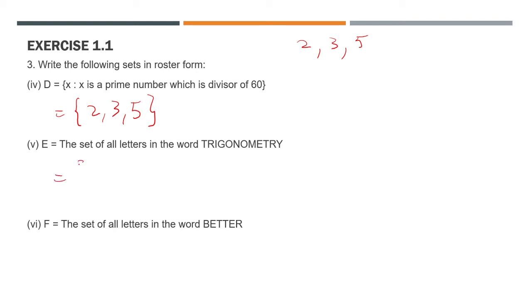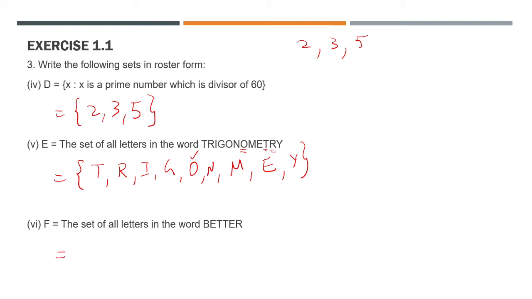Next one is E is equal to the set of all letters in the word trigonometry. Here the set of all letters in the word trigonometry are T, R, I, G, O, N. We should not include this O because already we have one O here. Then M, this is E. Not include T because T is already included. R is also already included, and Y. So, E is equal to {T, R, I, G, O, N, M, E, Y}.